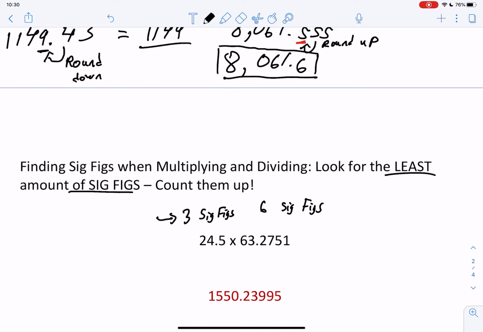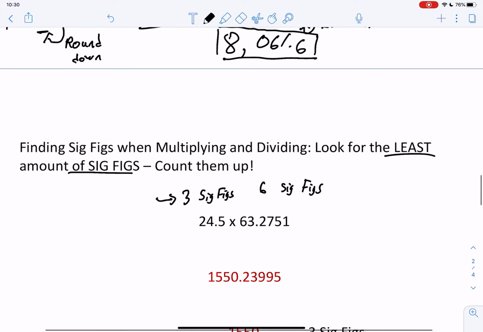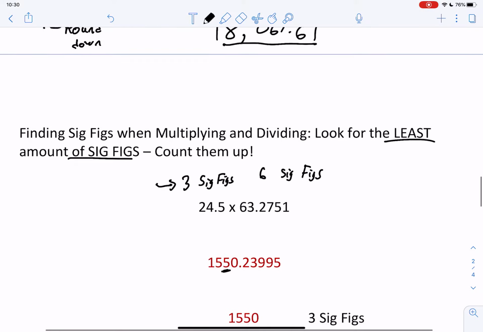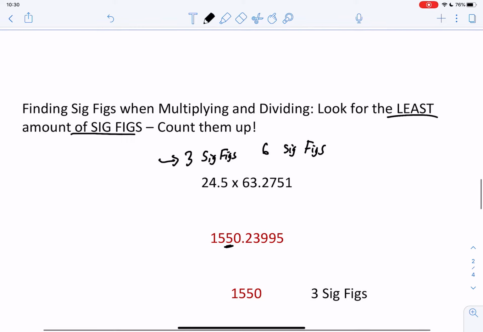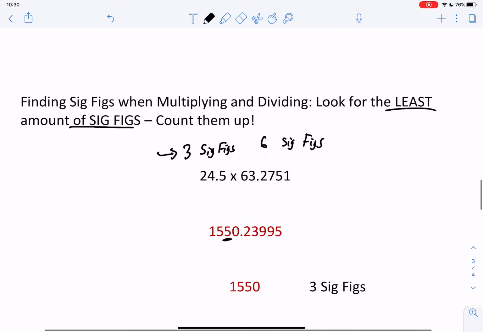So we calculate this and you get 1,550.23995. We have to go to 3 significant figures here. So 1, 2, 3. So we have to make sure that after that number, it's not significant. And to do that, we just make it into a whole number without the decimal, right? Because now we have the decimal absent, so we go from Atlantic to Pacific when counting how many significant figures we have. So we have 1, 2, 3 sig figs.